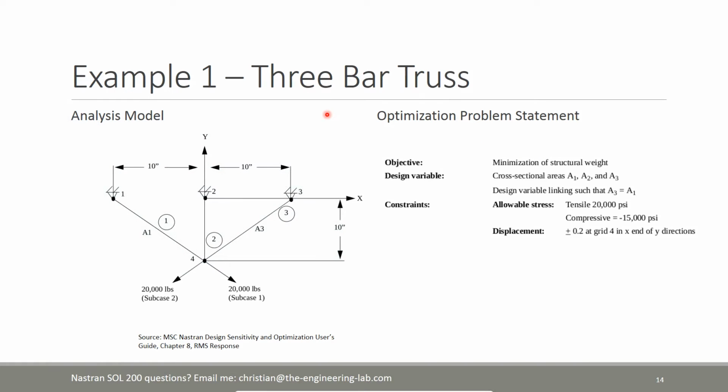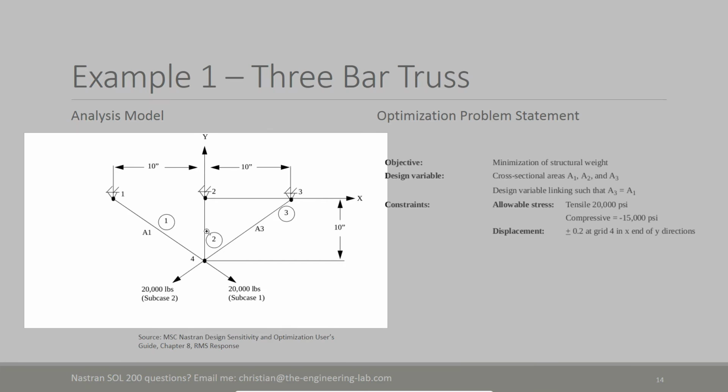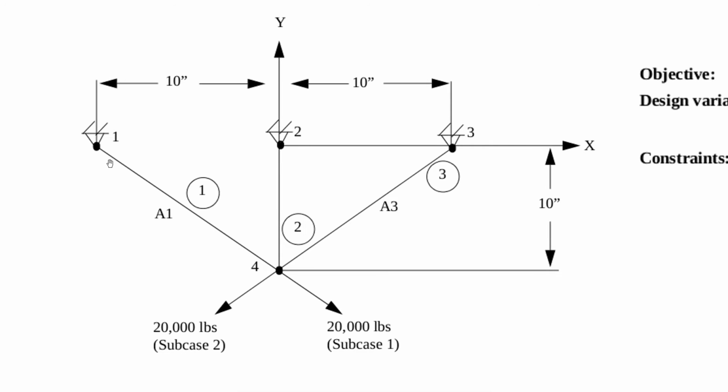And now let's go over the first optimization example. This is a very introductory example to optimization with Nastran. I'll take time to go over this setup. Basically, we have 3 rod elements at these nodes 1, 2, and 3. They're all pinned at the top nodes, and they're all connected here at node 4. We have 2 subcases. In one subcase or load case, we have a load applied in this direction, and then for the second load case, we have this other load applied in sort of a symmetrical direction.